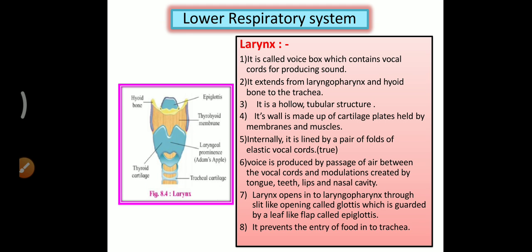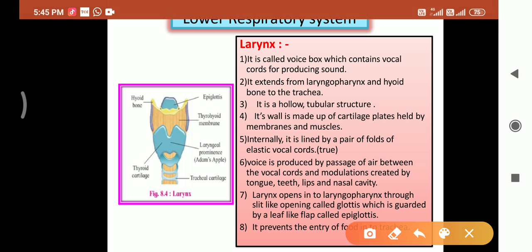So let's move forward. Here the lower respiratory system, the next one is the larynx. Okay, the pharynx and nasal cavity are the parts of upper respiratory system. Now we are going to study about the lower respiratory system. So let's move on to the next. Here the larynx. Okay, the first point over here, it is called voice box. How can you produce sound? With the help of larynx. So that's why it is called the voice box, which contains vocal cord. Vocal cord is present inside the larynx, and this cord is producing sound, right?